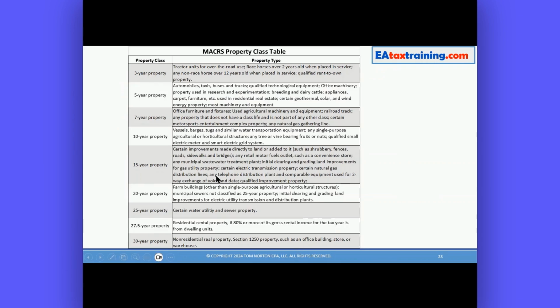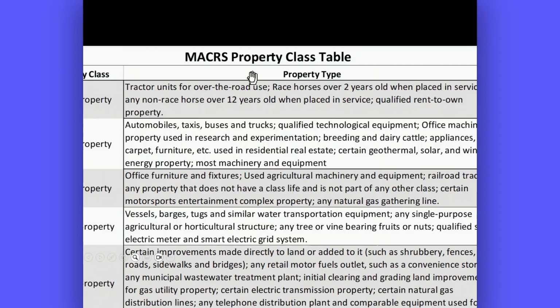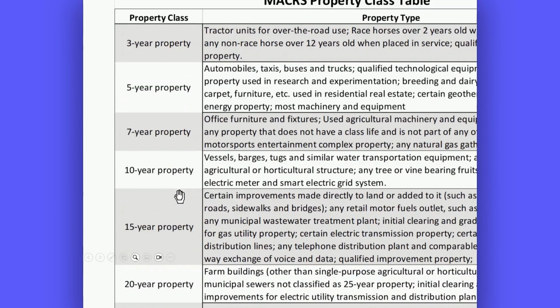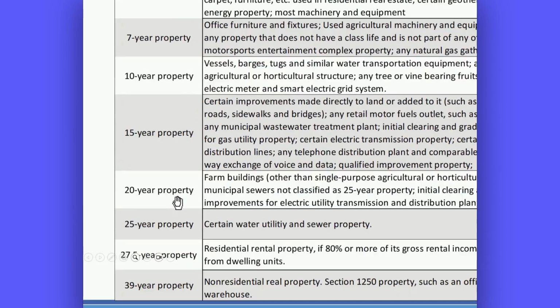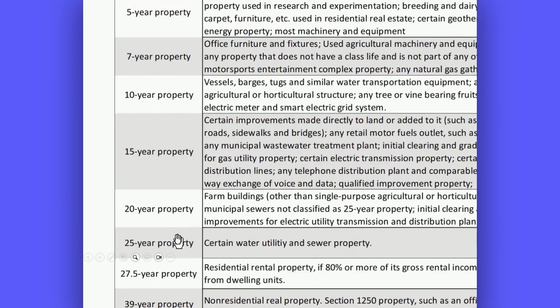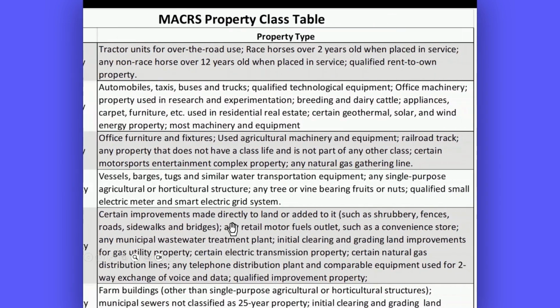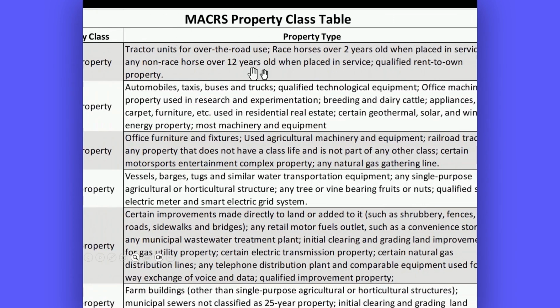So here is the chart with all the different types of assets. So we'll try to zoom in here and look at it a little more closely. So you can see these are your different, what they call property classes. So these are the recovery periods: 3 year, 5 year, 7 year, 10 year, 15, 20, 25, 27 and a half, and 39-year property. And then it tells you within each of those classes what is included. So you can see right here all the things that are included. So you would look down for whatever your asset is, and you would see here.